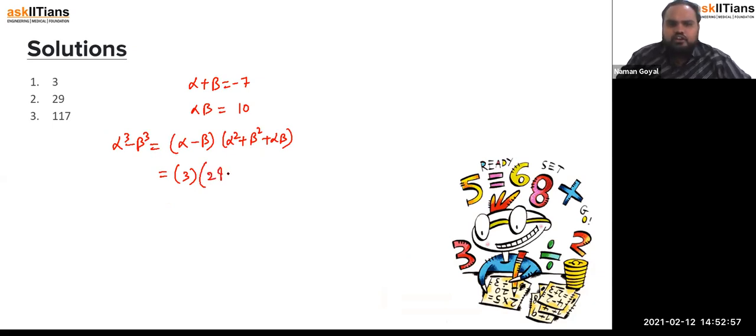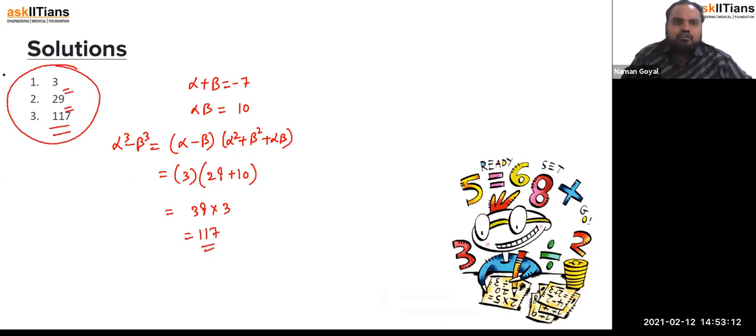So 29 plus 10. So it gives 39 into 3. If you solve, you will get 117. If you see, the value is the same. Okay, got it. Now, for the same question, listen, if the question is asking for something else.